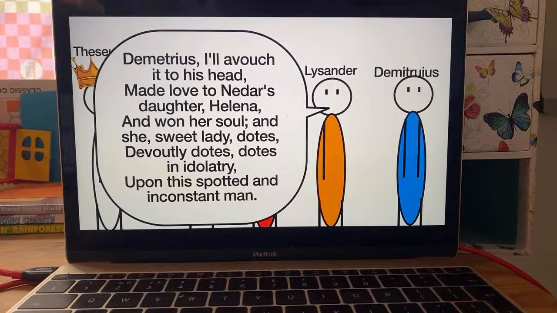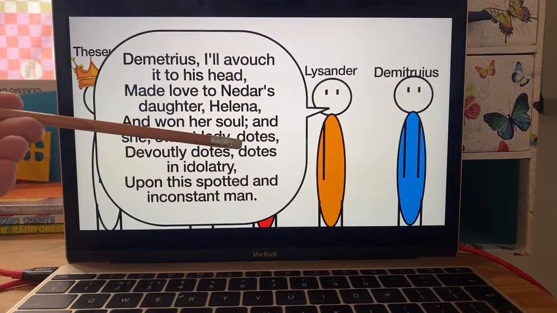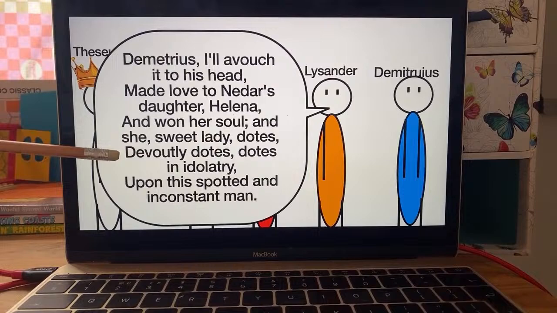He made love to Helena and won her soul, and she, sweet lady, dotes devoutly in idolatry upon this spotted and inconstant man. So Helena, we find out, is, well, she's in love with Demetrius, right? But dotes is a weird word. Doting on someone, it sort of makes you think of a puppy, like, I love you so much. Devoutly dotes. Dotes in idolatry. These are all words that you would associate with religion. If someone's very devout, they're very religious. So we feel like maybe Demetrius is a bit of a god to Helena.